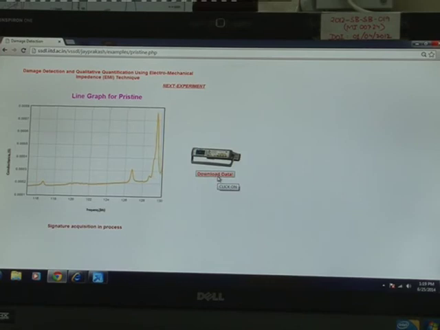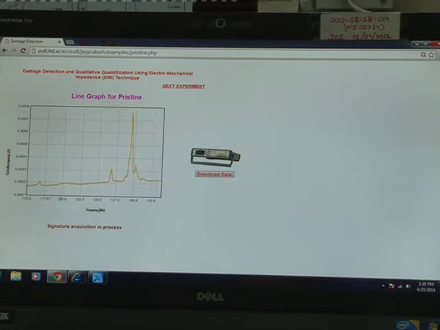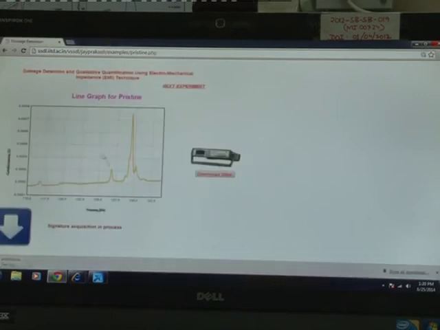It takes some time to take readings. Now, when the computer has acquired the data, the user will click this button, download data.